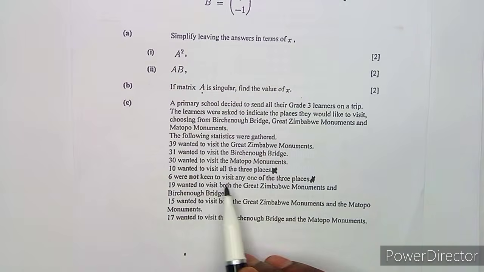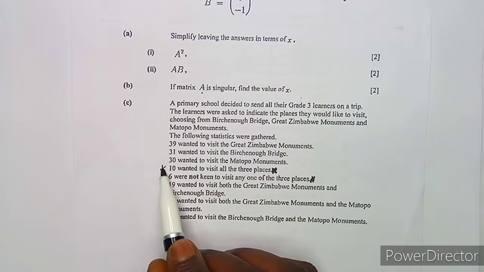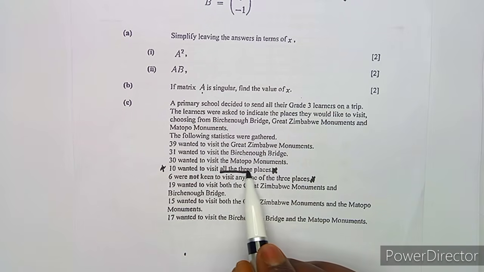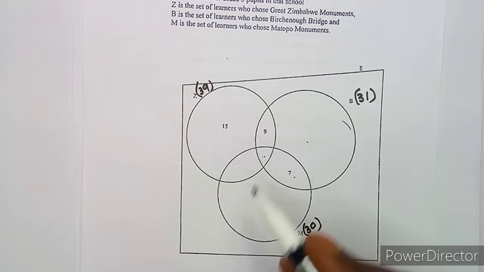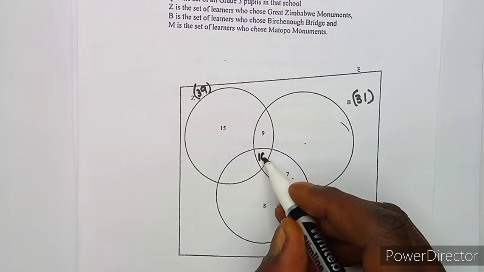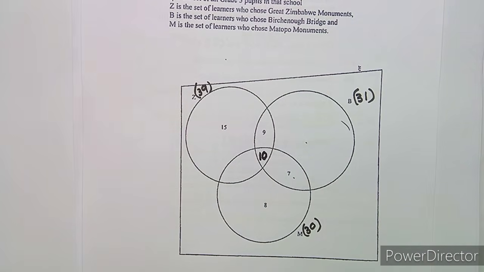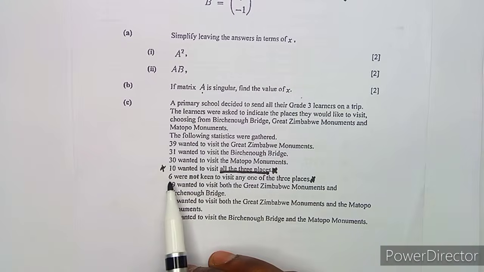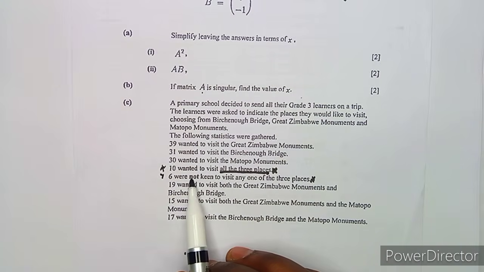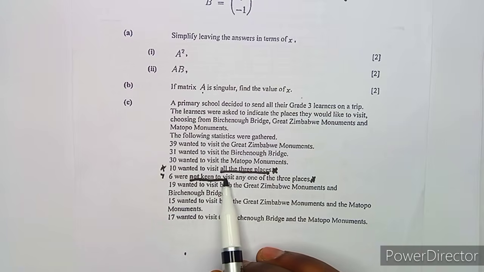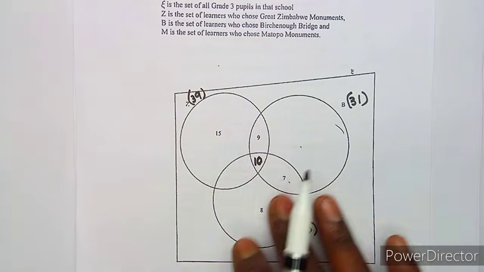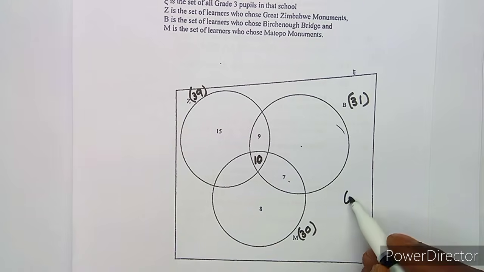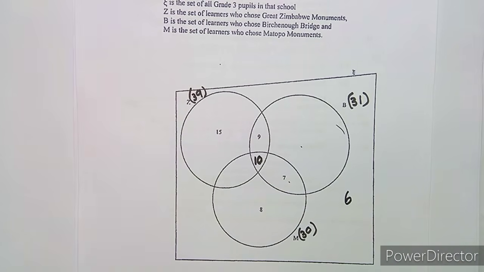That is why I said we must focus on this part, which we are given that 10 wanted to visit all 3 places. So we're talking of the intersection of all the 3, which is 10. Also this one is clear, because you are given that 6 were not named to visit any of the 3 places, which means they did not want any of these places. So we're talking about people who are outside of the sets. So we've got 6.